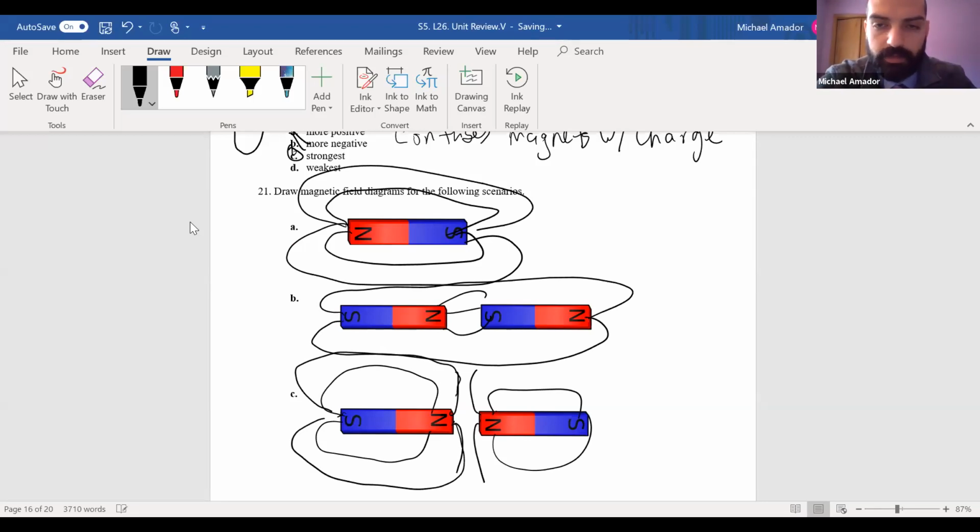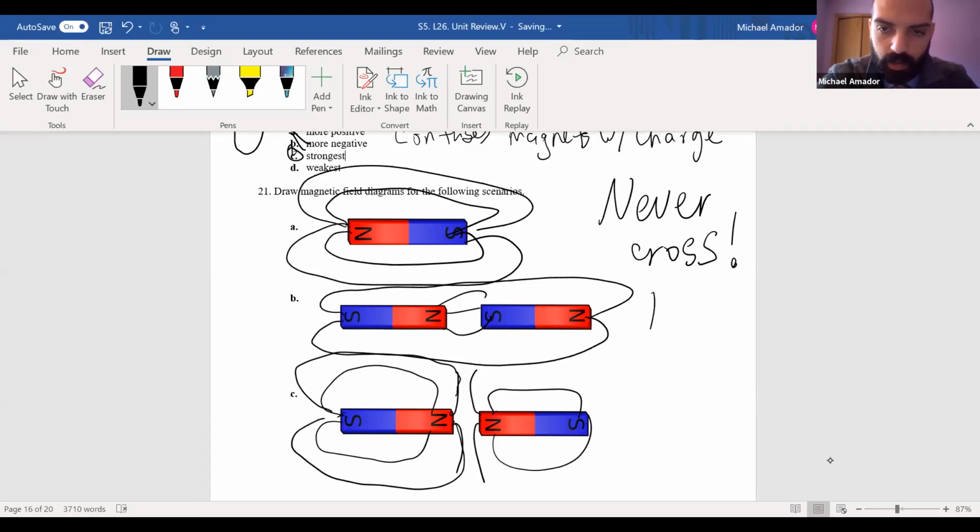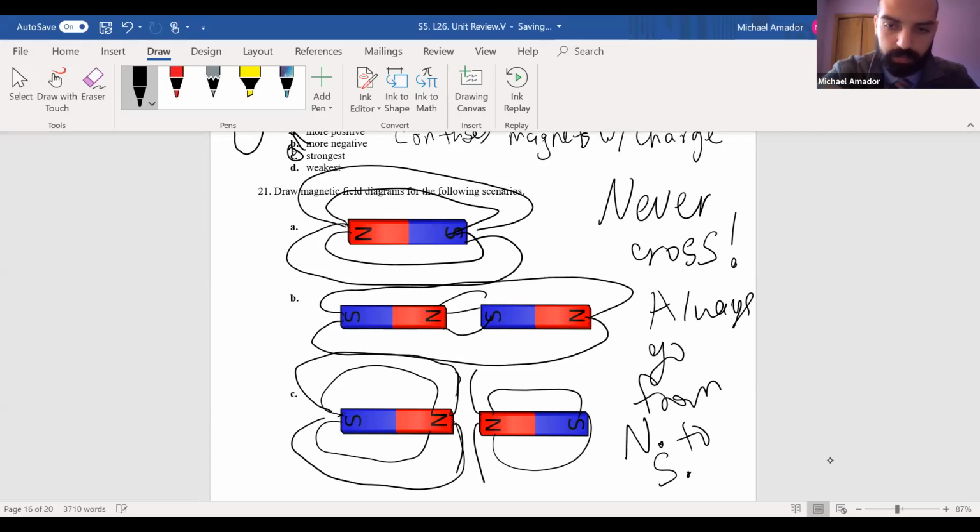Rules about drawing magnetic field lines. They never cross each other. And they always go from the north to the south pole.